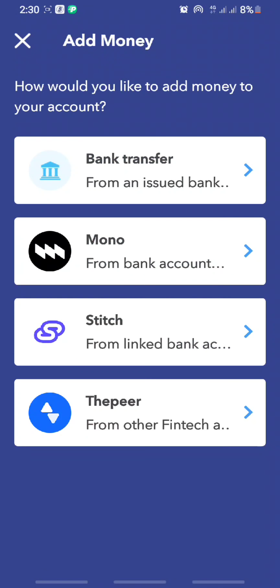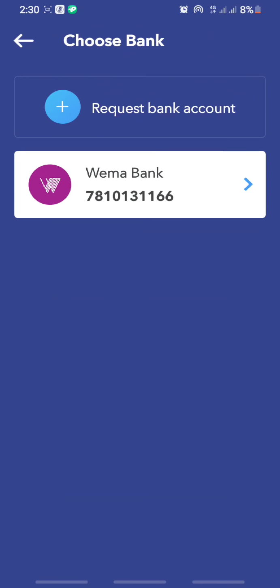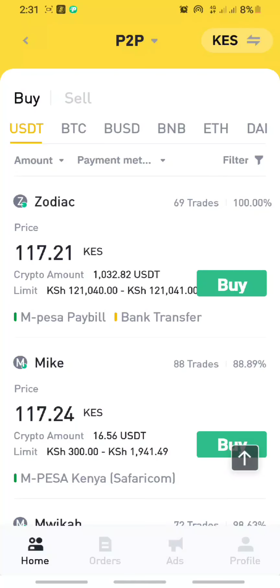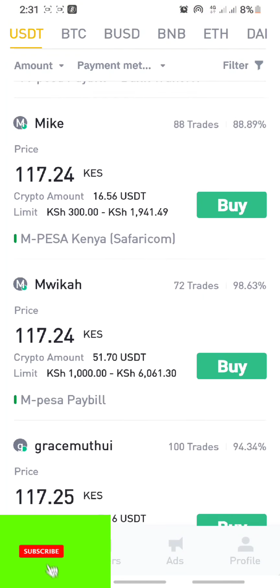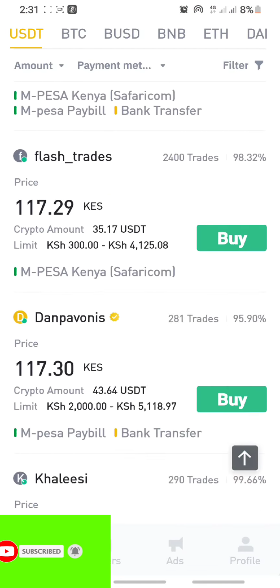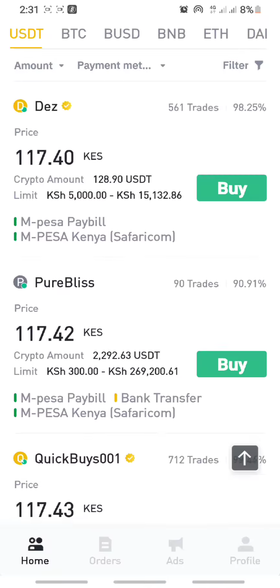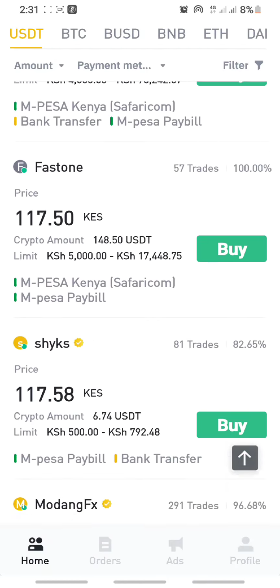All you need to do is send from your local bank to Eversend. As you can see, I have my bank account at Eversend as my bank. For you who is a starter, you have to click on request bank account and then you get yours. But before doing that, look for a merchant that accepts payment through Eversend. Yes, go through the process, guys. Even if it takes asking every merchant here, you can do so by messaging them through WhatsApp. Get their number from Binance, you know.